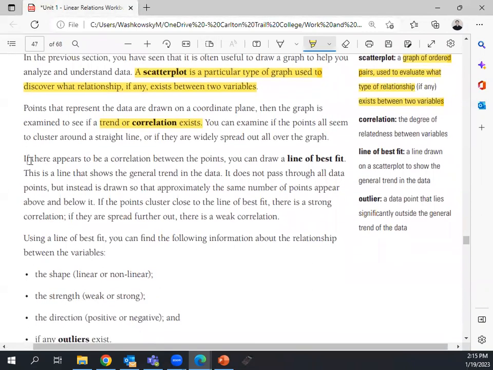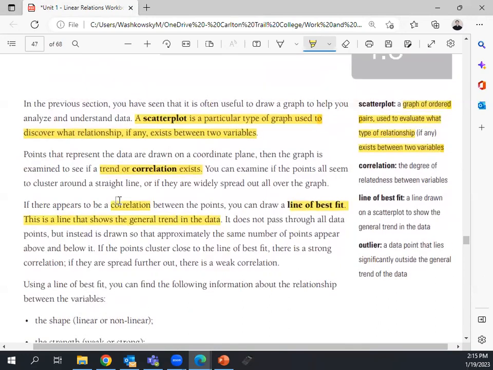So when you have a graph and it looks like there's a correlation, when it looks like there's a pattern, you can draw what's called a line of best fit. This is a line that shows the general trend in the data. It does not need to pass through all the data points, but what you're trying to do is highlight the stuff I'm highlighting right now. A line of best fit is drawn so that the same number of points appear above it and below it. So if you have 10 data points, you want 5 of them to be above that line and 5 of them to be below that line.